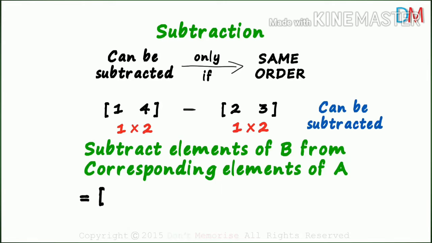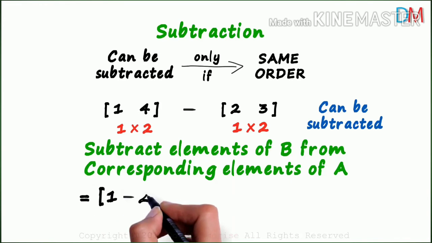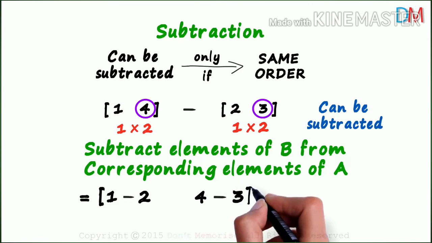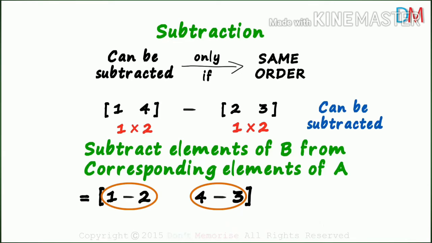The 1/1th element will be 1 minus 2. Element of A minus the corresponding element of B. And the 1/2th element will be 4 minus 3. Now we just find these two elements to get the resulting matrix.